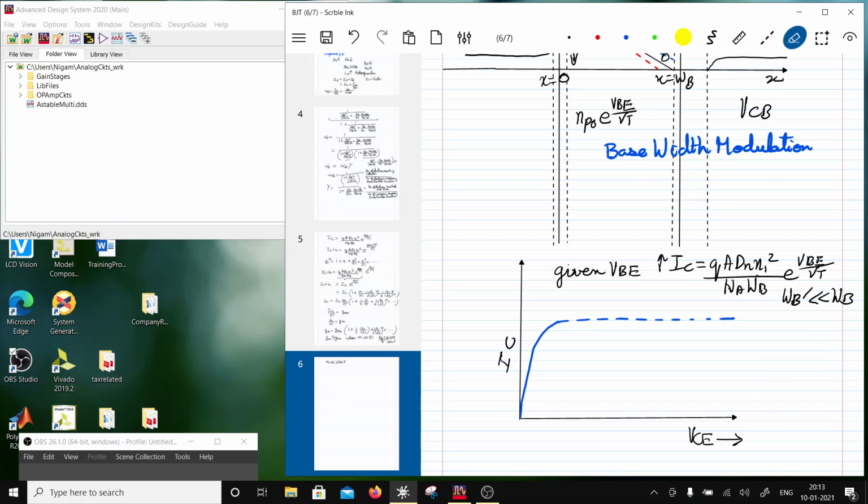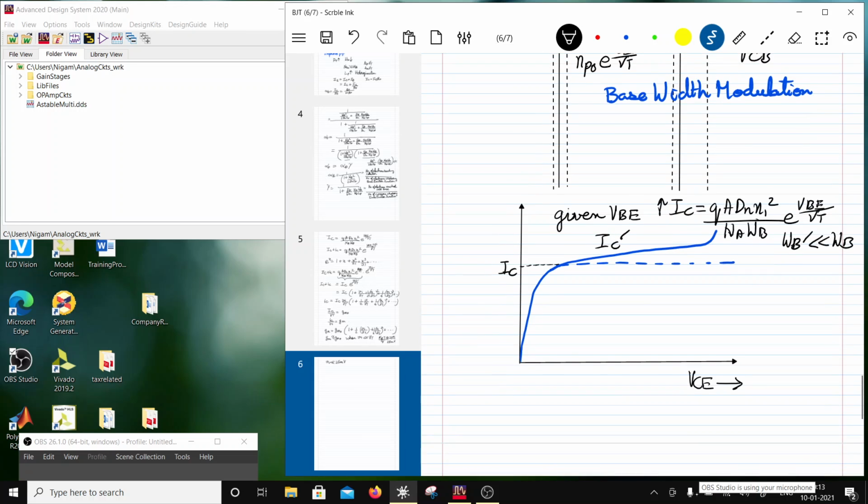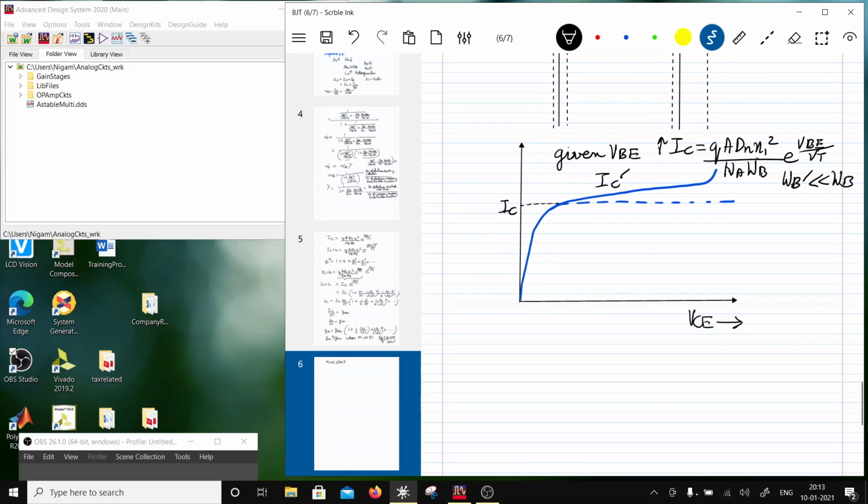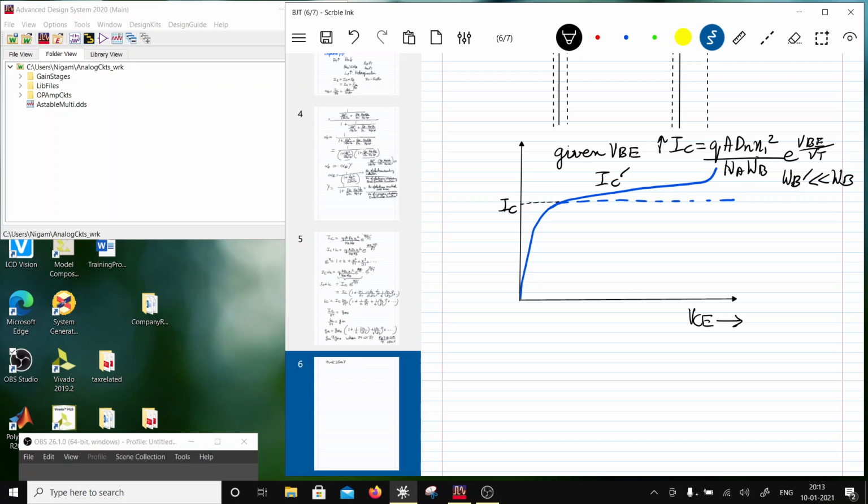So instead of calling this as IC, I will call this as IC, and then whatever is the true value of IC beyond this point is going to do like this, right? So whatever is this value, I will call this as IC dash, right? So basically this is because WB has shrunk, or there is a base width modulation that causes the IC value at this point, the IC value has gone up, correct?